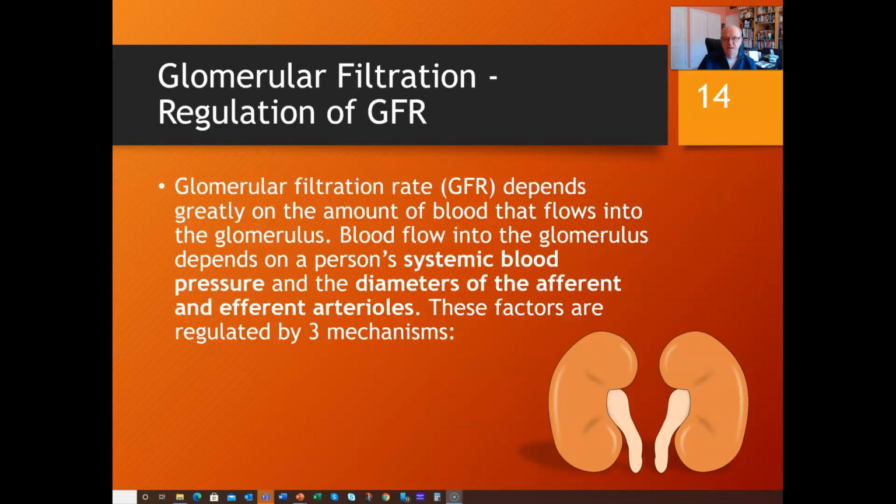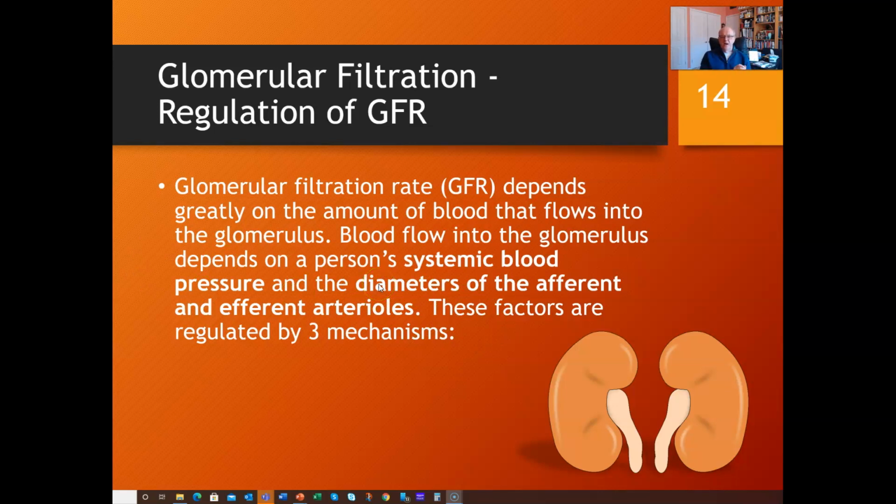So how do we regulate our glomerular filtration rate? So it depends mostly or greatly on the amount of blood that goes into the glomerulus, as you could imagine. No blood going in, no filtrate. Lots of blood, lots of filtrate. And the blood flow into the glomerulus depends on your systemic blood pressure and the diameters of the afferent, the one going in, and the efferent, the one going out, arterioles. And they're regulated by 3 mechanisms. So just think about that.